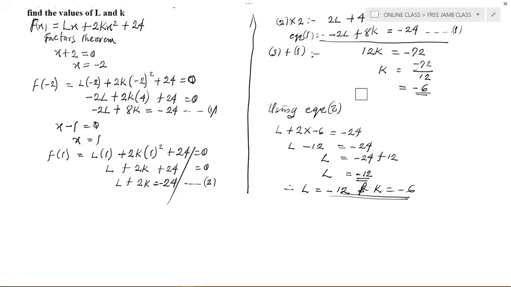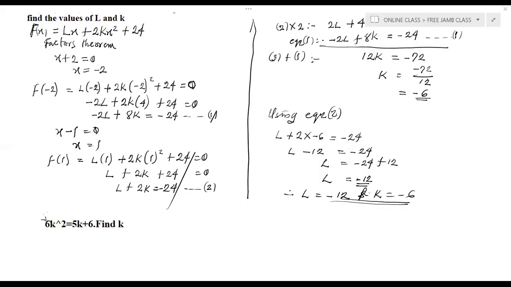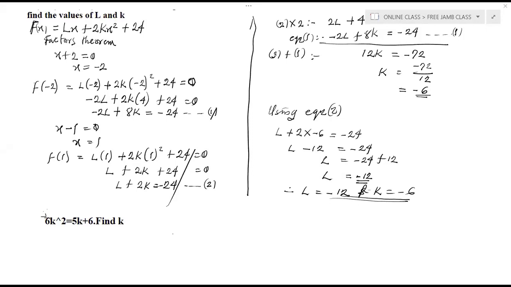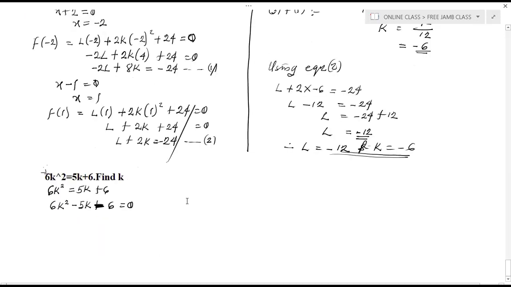So the question says that we have 6k squared equals 5k plus 6. Transferring 5k plus 6 to the other side, we have 6k squared minus 5k minus 6 equals 0. So this is the question. Now, if you look at it very well, I don't want to use the formula. I just want to factorize immediately.